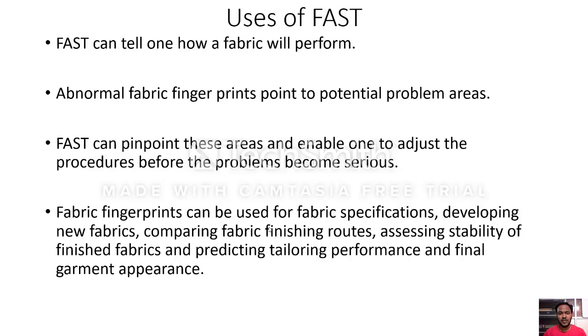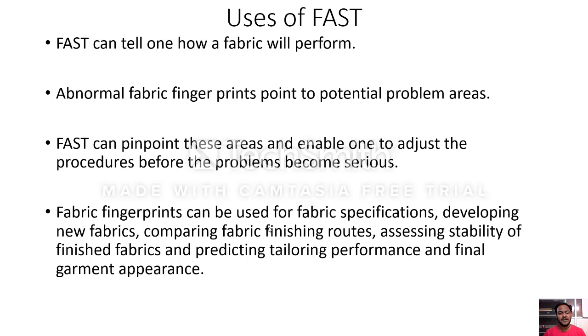Now we will see what are the uses of FAST in brief. This FAST system can tell one how a fabric will perform when it is converted into garment. The abnormal fabric fingerprints point to potential problem areas. This FAST system can pinpoint these areas and enable one to adjust the procedures before the problems become serious. So in the fabric stage itself, if you come to know that after you make the garment you may get these kinds of problems, then you can take prevention.